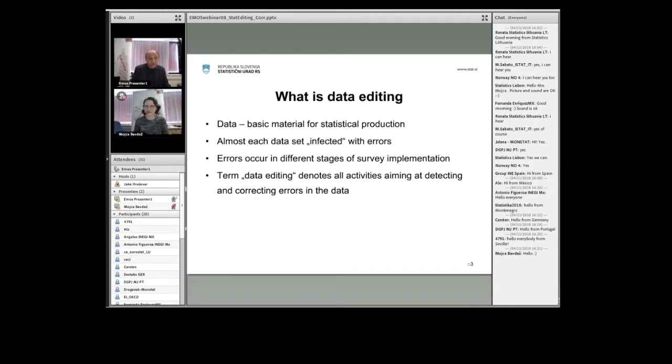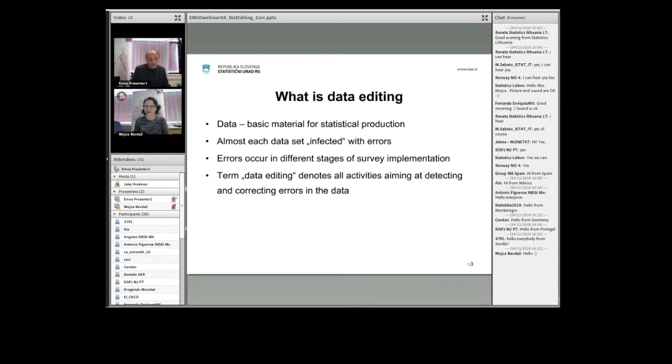So what is in fact data editing? The definition is quite simple. The term data editing denotes all activities aiming at detecting and correcting errors in the data. So we want to find errors and we want to get rid of them. As usually in such cases, the simple definition makes the process based on it quite complex, and it's the same with data editing. It is much more complex than it seems at first sight, and we will try to indicate why this is so during this presentation.